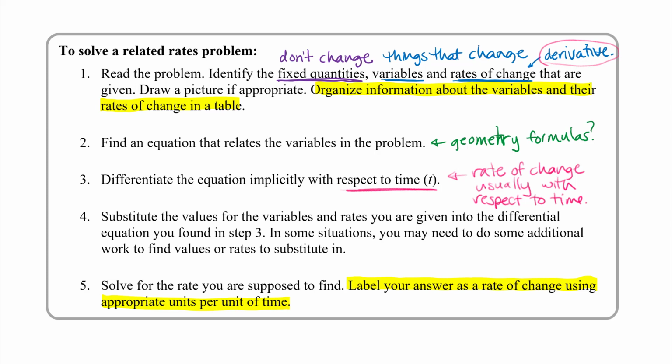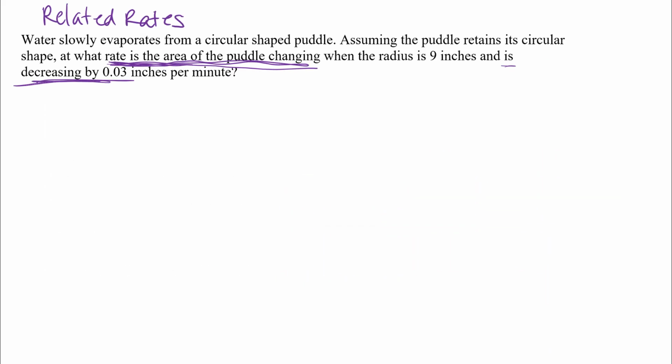Okay, so let's go look at the example we had, and we'll follow these guidelines and think through that problem. So here's the problem we were looking at. It tells us that we've got water evaporating from a circular shaped puddle. So we've got some kind of circle involved here. Maybe I'll draw a picture of a circle. We're assuming the puddle retains its circular shape, so we always have a circle. And it asks us some information about an area changing.